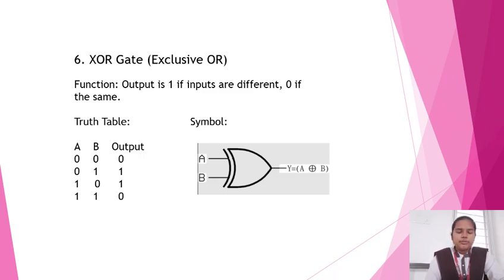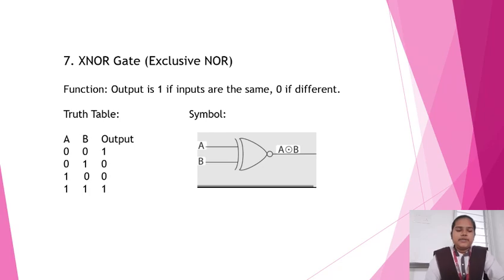Here A equals to B equals to 0, the inputs are the same, so the output becomes 0. And A equals to B equals to 1, the inputs are the same, so the output becomes 0. Here A equals to 0 and B equals to 1, the inputs are different, so the output becomes 1. Here A equals to 1, B equals to 0, the inputs are different, so the output becomes 1. And this is about the XOR gate.